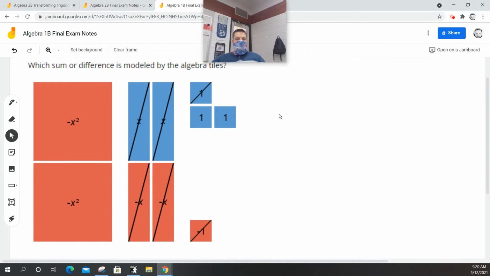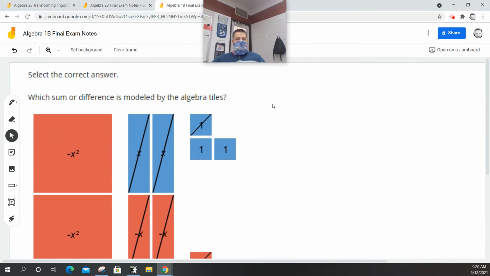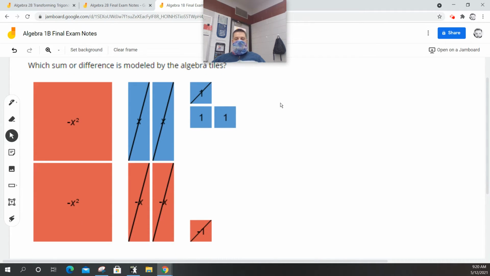Okay, so this one says, which sum or difference is modeled in the algebra tiles? So I want to point out a couple of things. If it's red, that means it's negative, right?